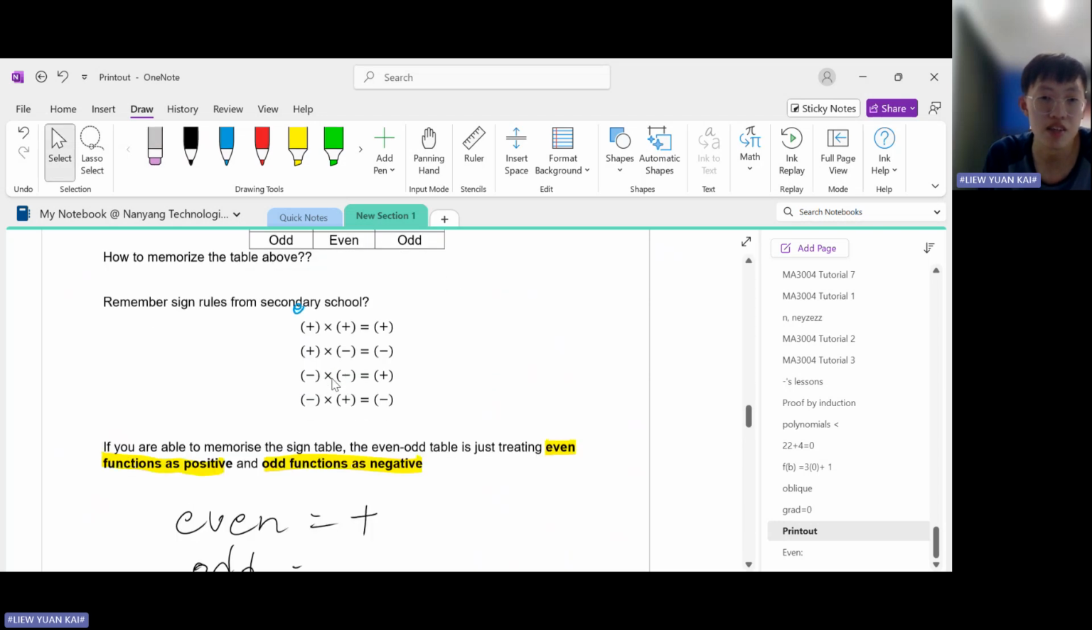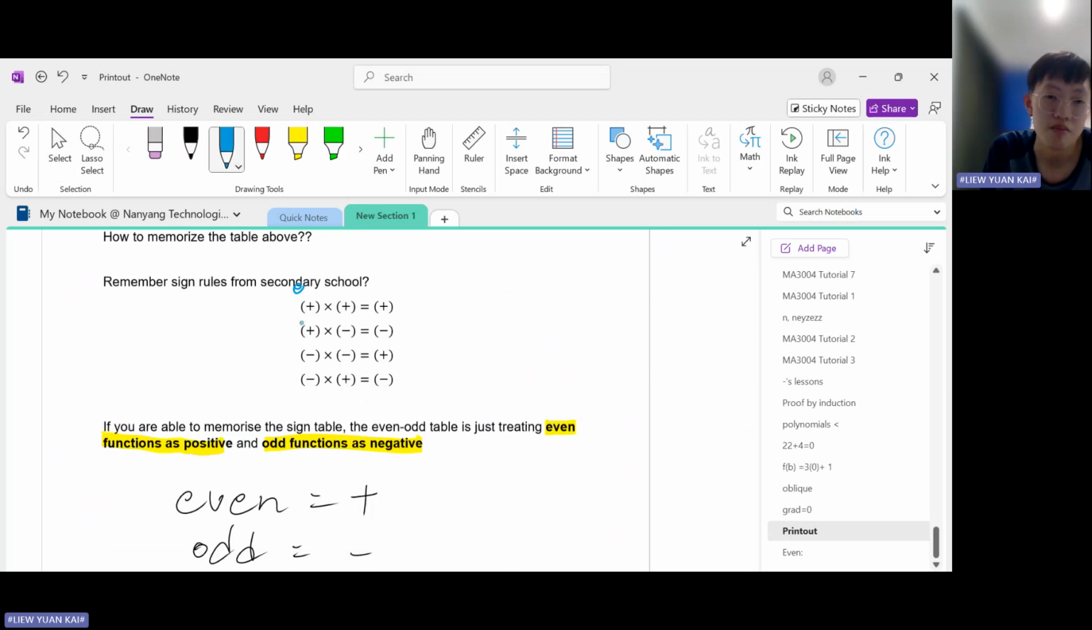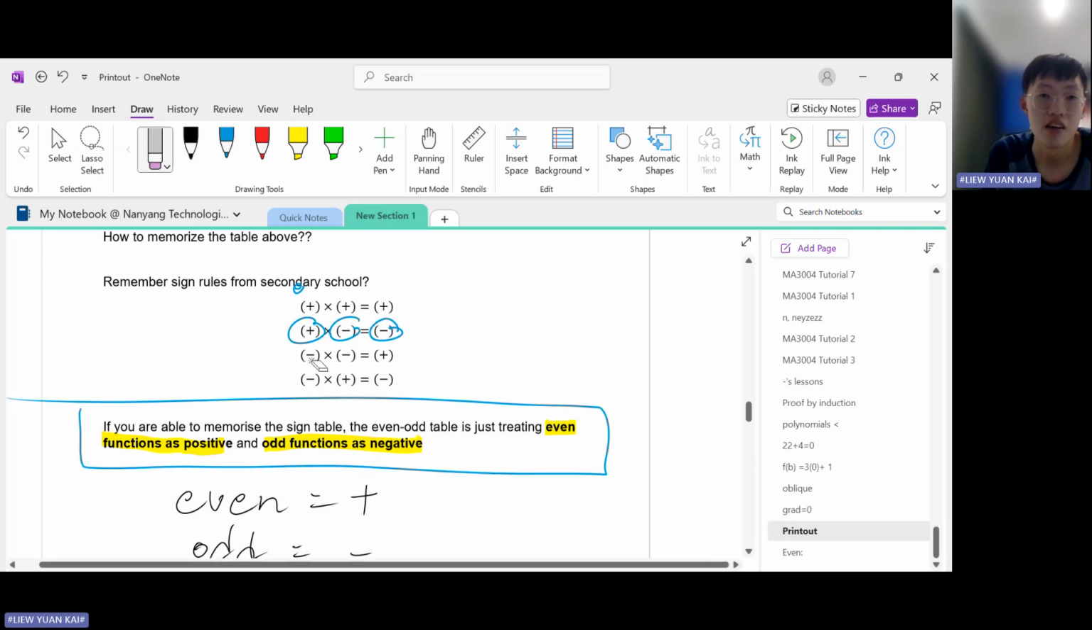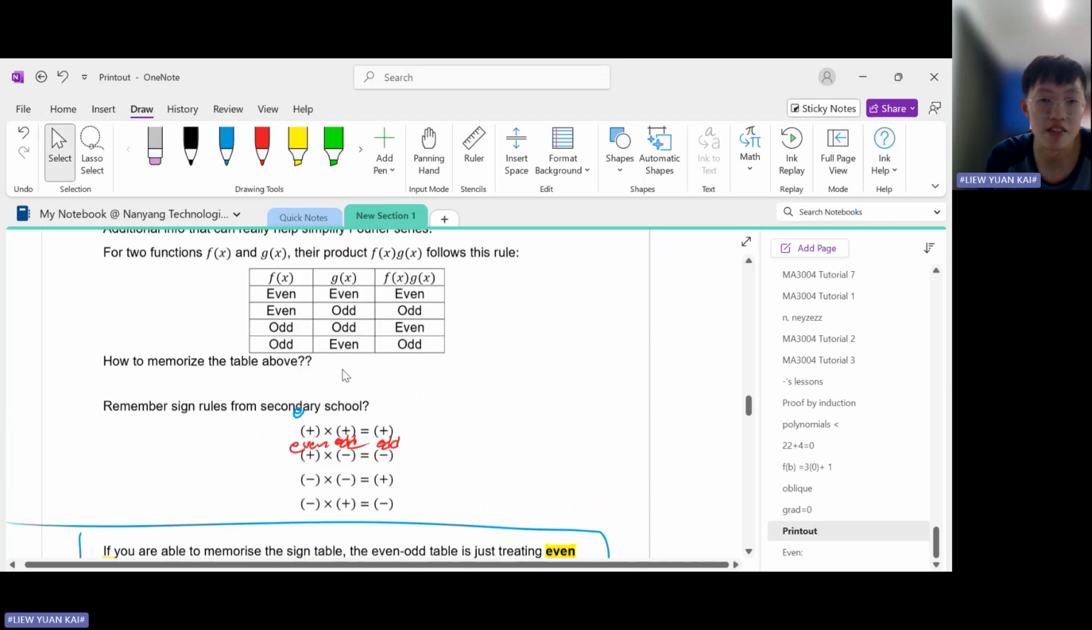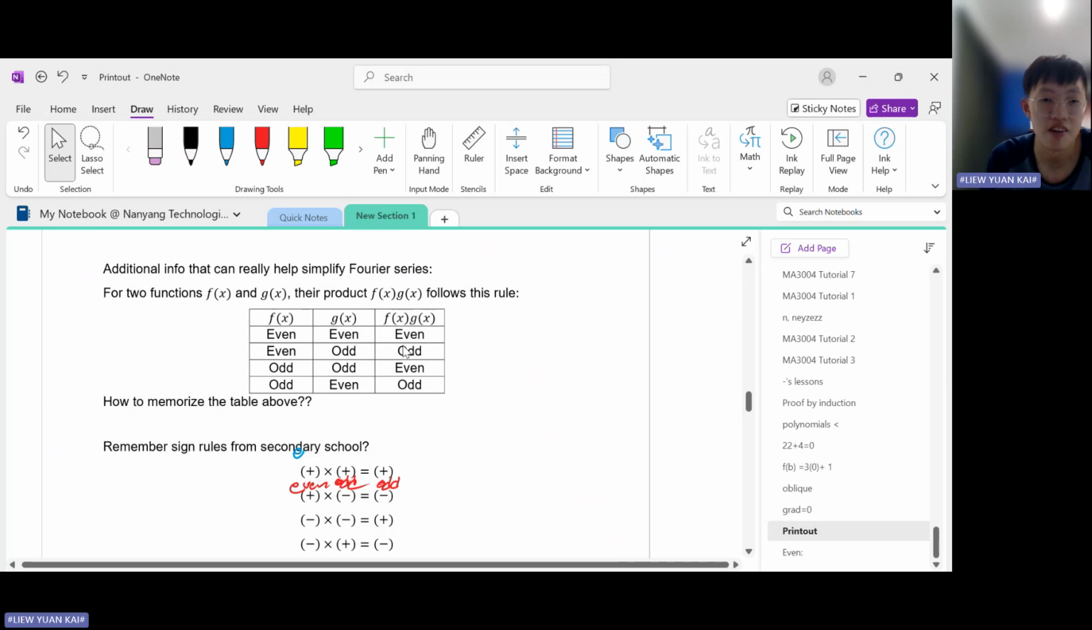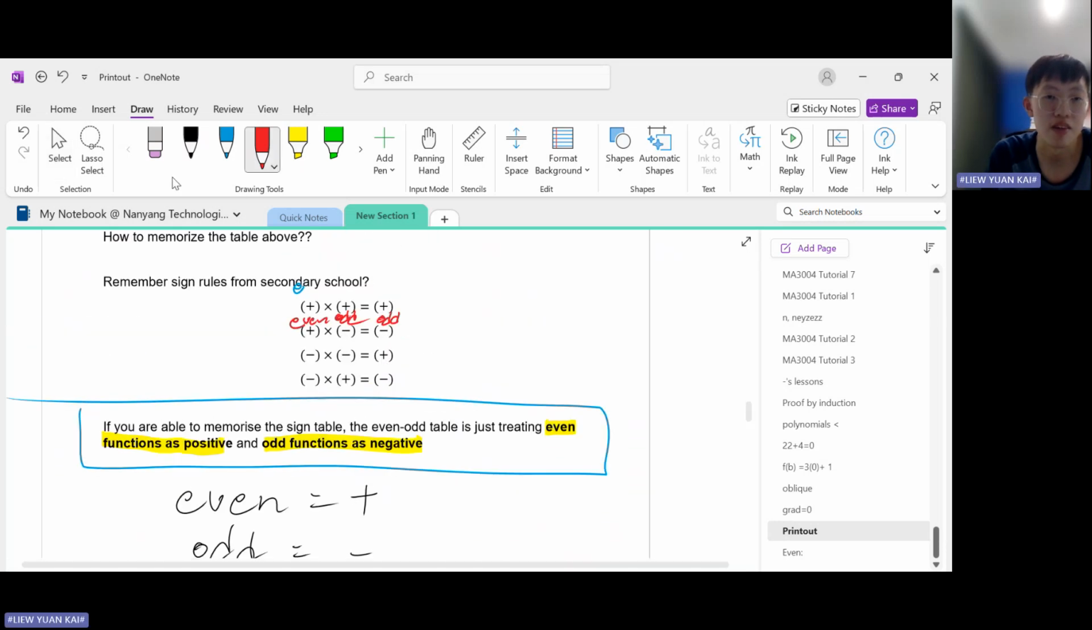In the positive negative table, it says positive times negative will give me negative. If we use this principle here, what this is telling me is that even times odd will give me odd. Let's see if this matches the results in our table. Yes, even times odd will give me odd. Then what about the next line?